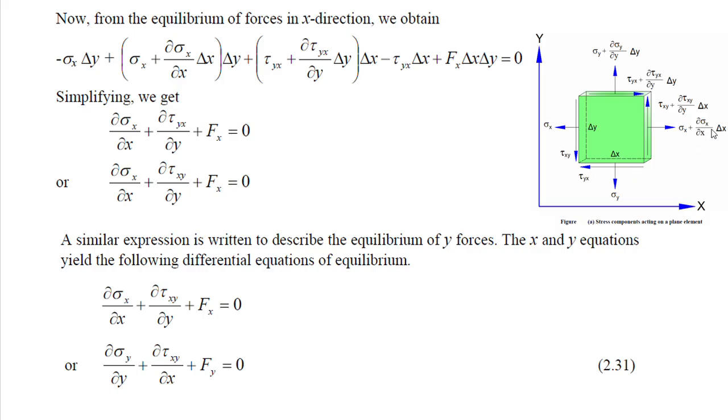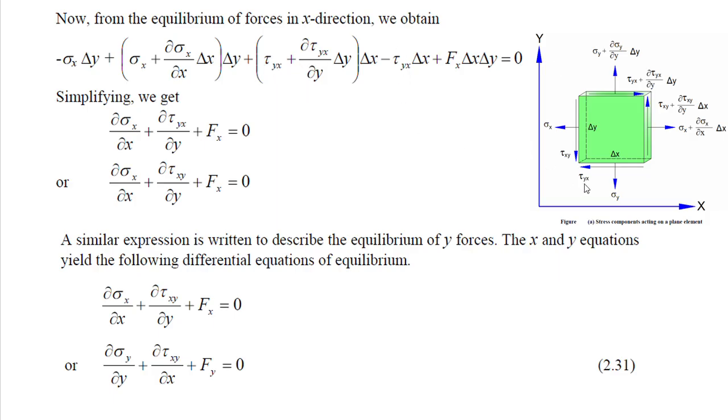For suppose force in the sigma x direction, we can say minus sigma x into del y, and force in this direction, sigma x towards the x axis, we can take sigma x plus dou sigma x by dou x into del x, into the area of this body, which is del y into 1. These two are the x-axis components. Another two x-axis components: tau yx towards the positive x-axis direction, tau yx plus dou tau yx by dou y into del y. It is in the positive y-axis direction, that's why I have taken a positive sign.